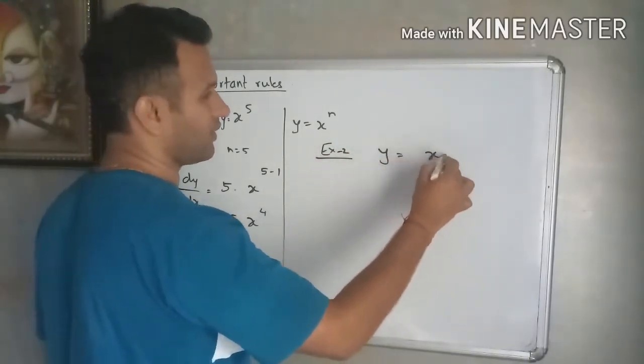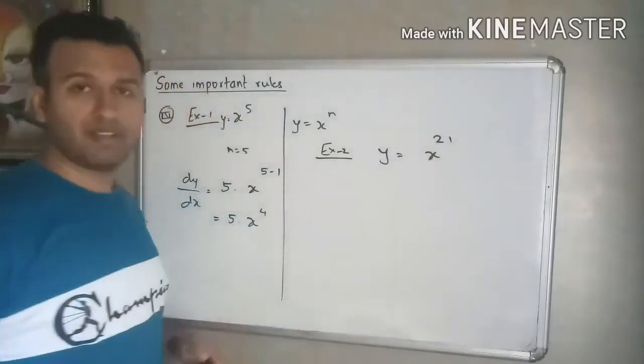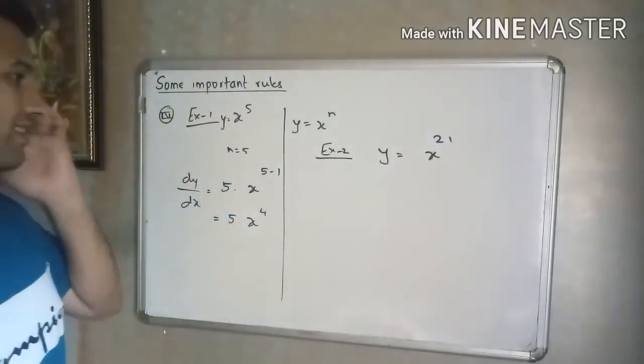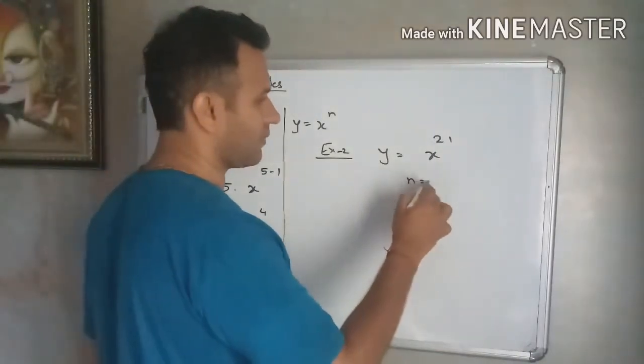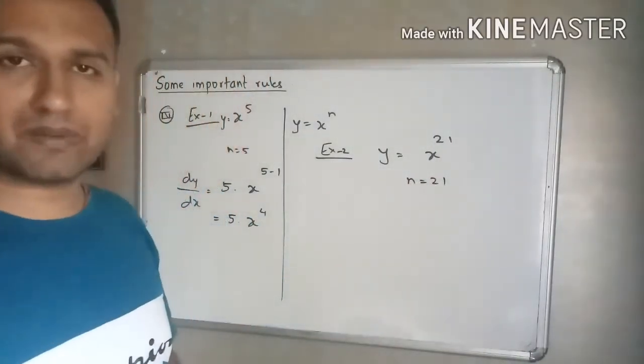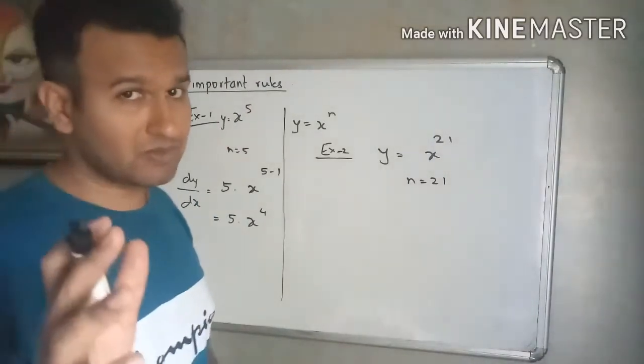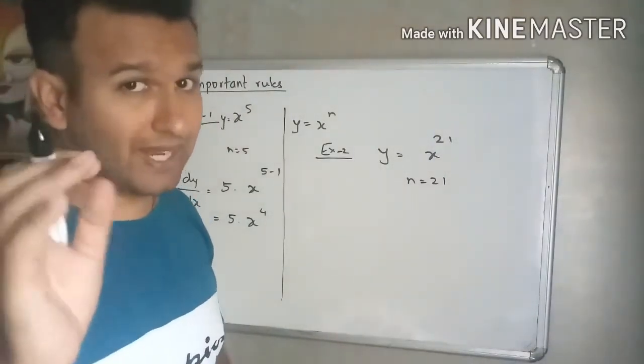Let's take another example. Suppose we have y is equal to x raised to 21. Let us compare this x raised to n and x raised to 21. So we can see that n is equal to 21. We just have to use that formula, n into x raised to n minus 1.